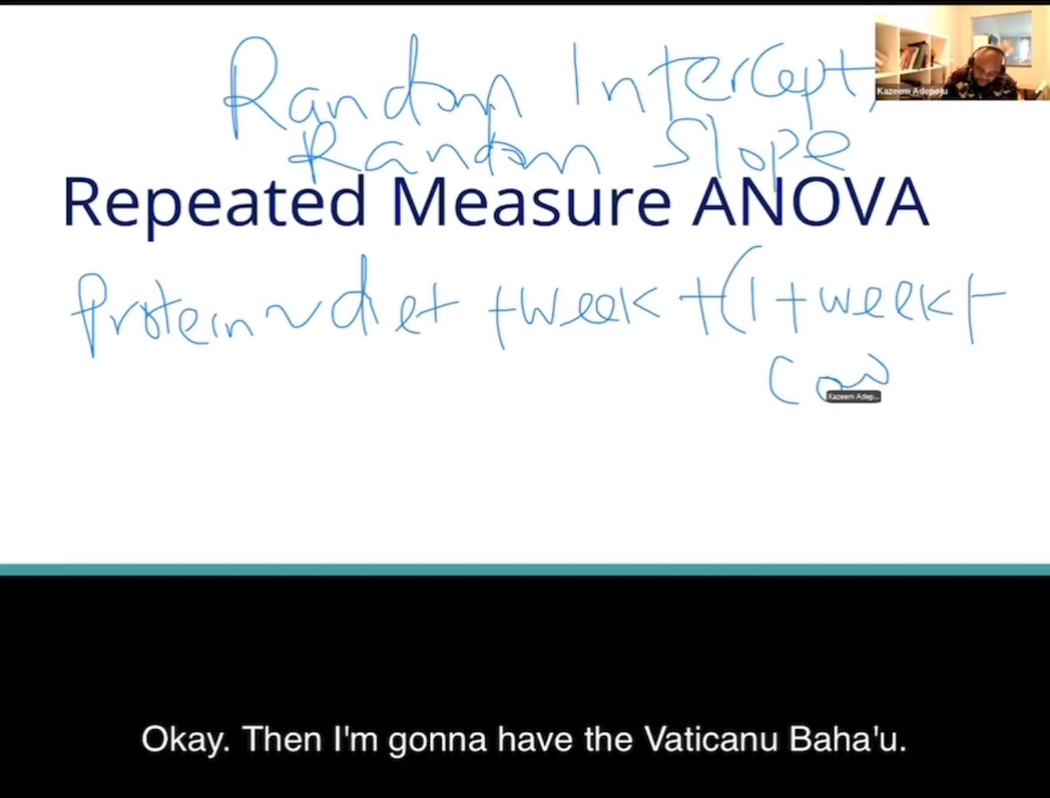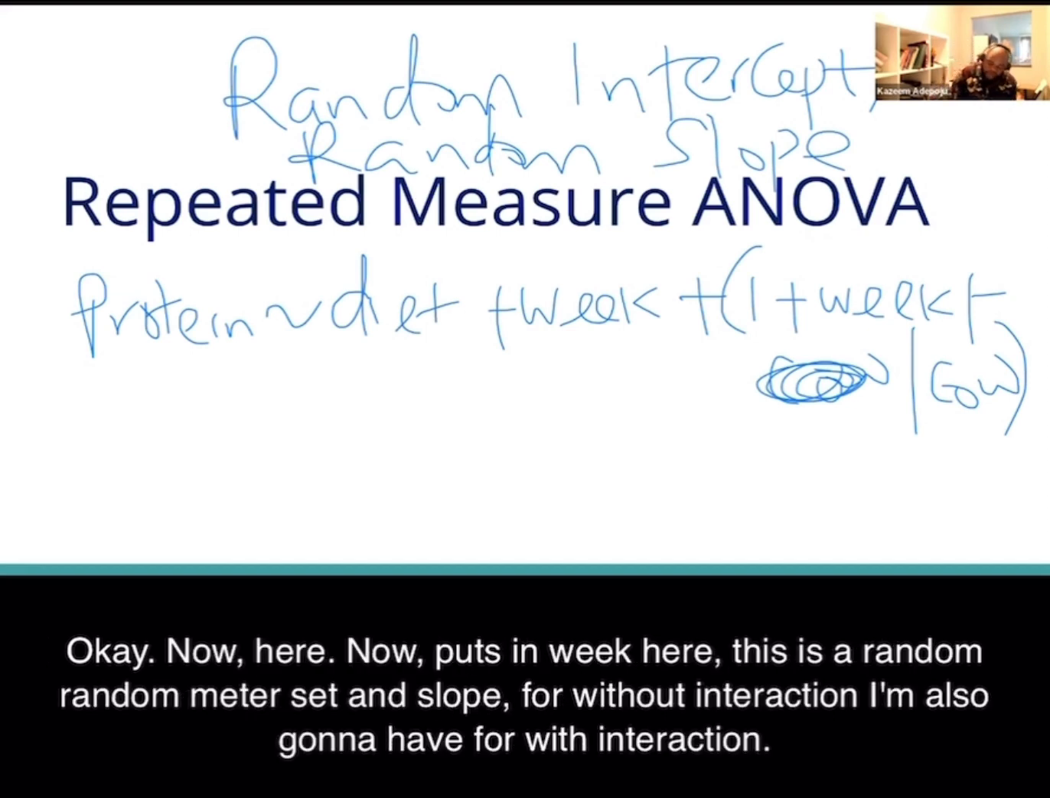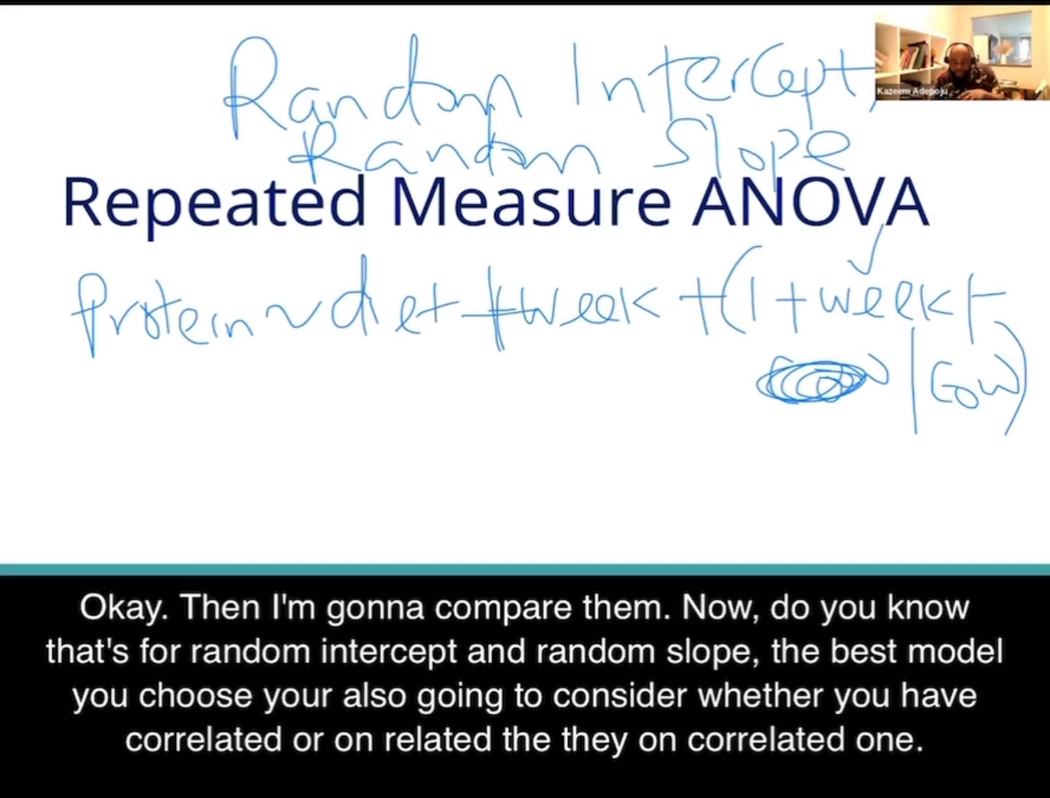Then I'm going to have the vertical bar cow. I'm actually going to have 1 plus week vertical bar cow. The one I wrote before was just 1 vertical bar cow. Now, putting week here, this is a random intercept and slope without interaction. I'm also going to have one with interaction. Then I'm going to compare them.